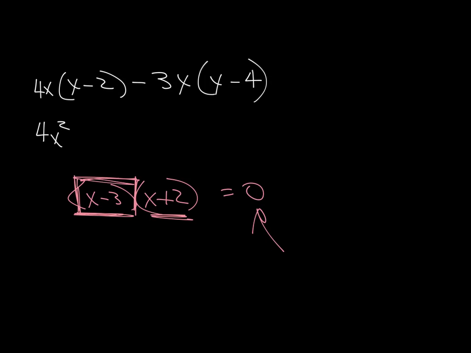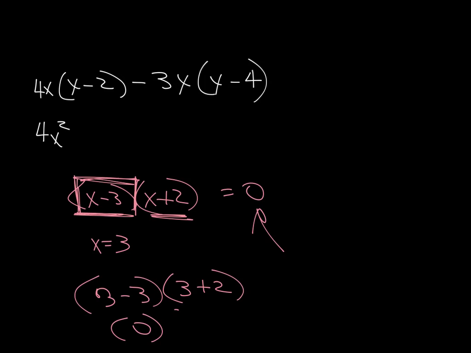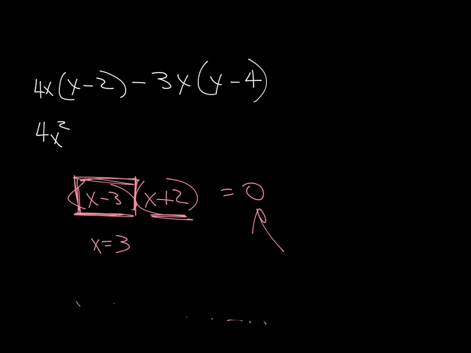So let's say that I make this 0. What does x have to be in order to make that 0? X has to be 3, right? Because 3 minus 3 is 0. So if x is 3, it would be 3 minus 3 times 3 plus 2. So this would be 0, and this would be 5, and any number times 0 is going to be 0. So that works. Now let's look at the other side.